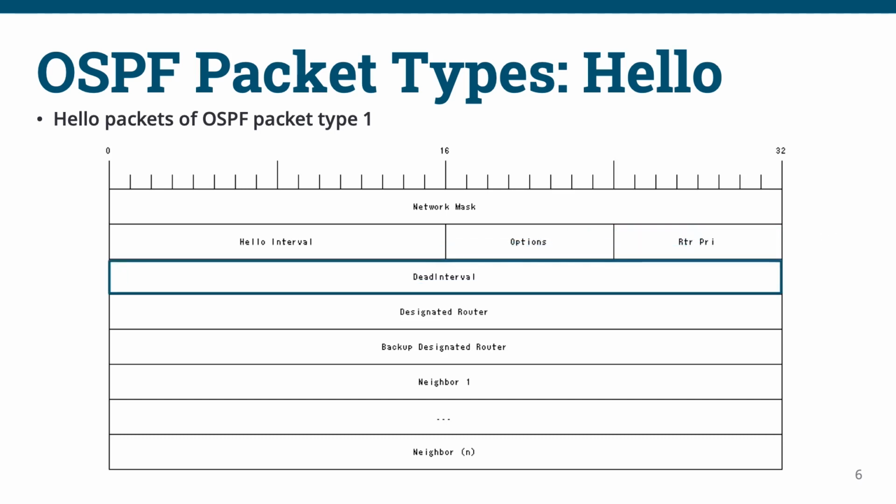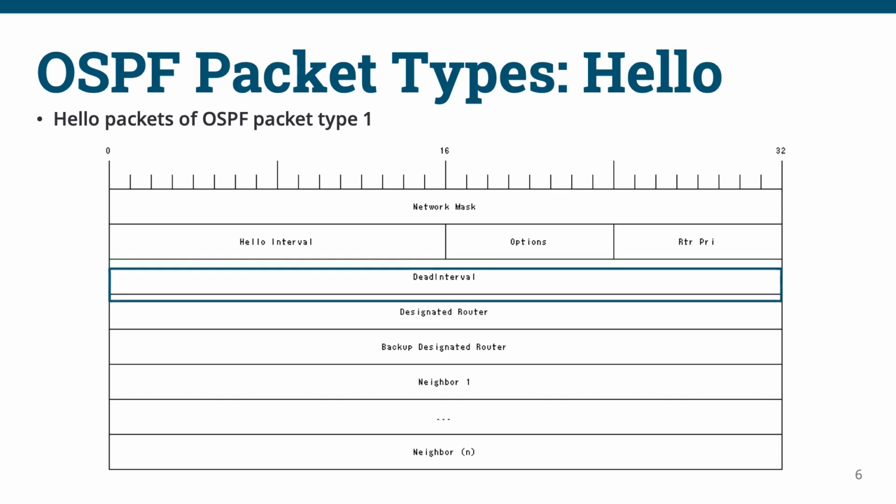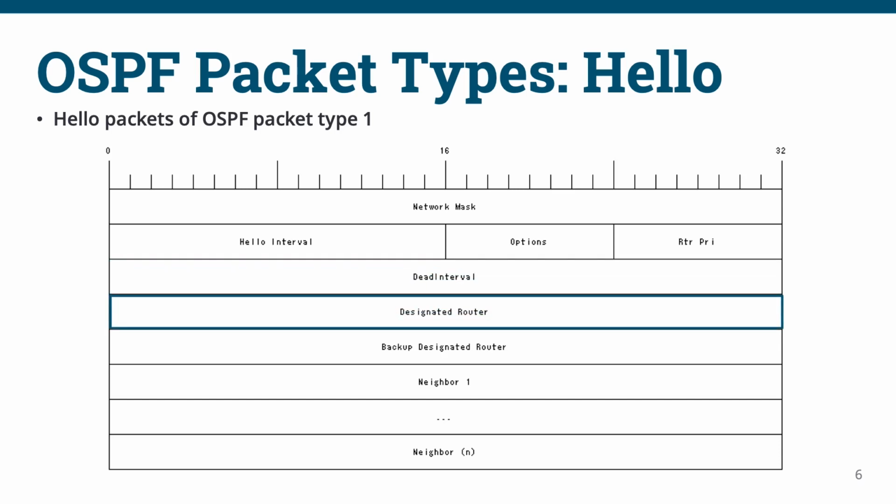The dead interval, which is the amount of time the advertising router will wait between receiving hello packets from a neighboring router before declaring it dead, is 32 bits in length. The dead interval is typically set to 4 times the hello interval. Being that it is always a larger number than the hello interval, the field must be a larger field than the hello interval.